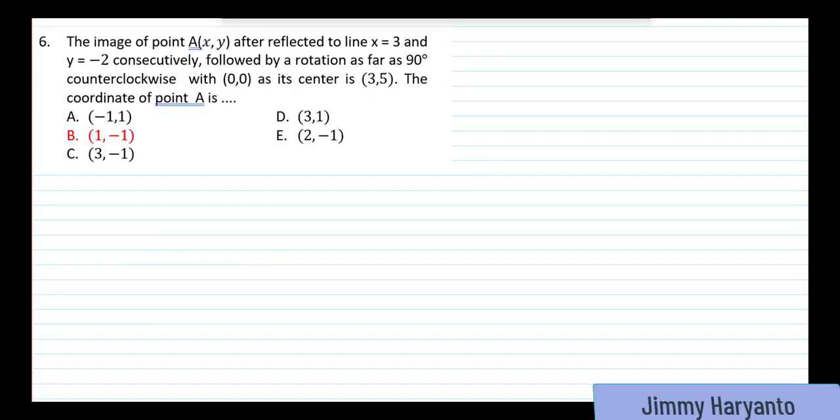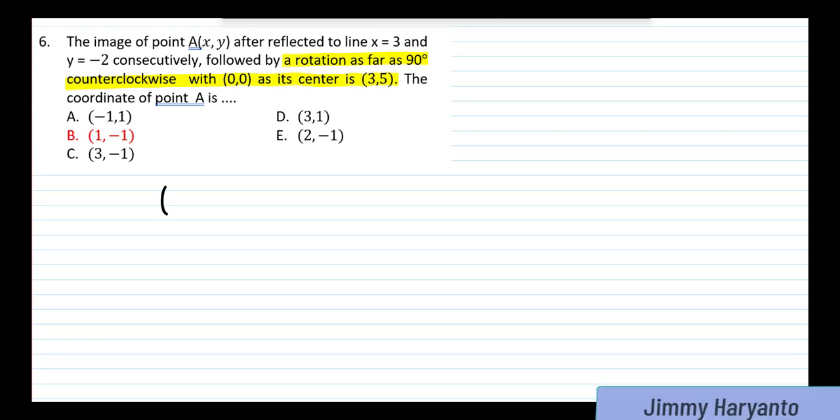And then for number 6, we have the image of a point A(x, y) after being reflected in the line x equals 3 and y equals -2 consecutively, and so on. Okay, so the image of the point is already given. That means it will be better if we move backwards from the image. We already have the image, so you have to do this first, the rotation.